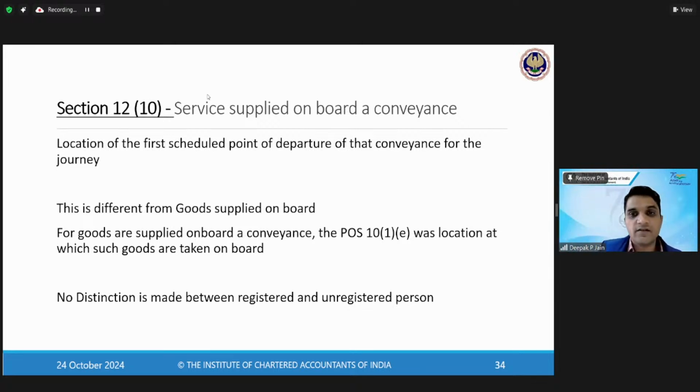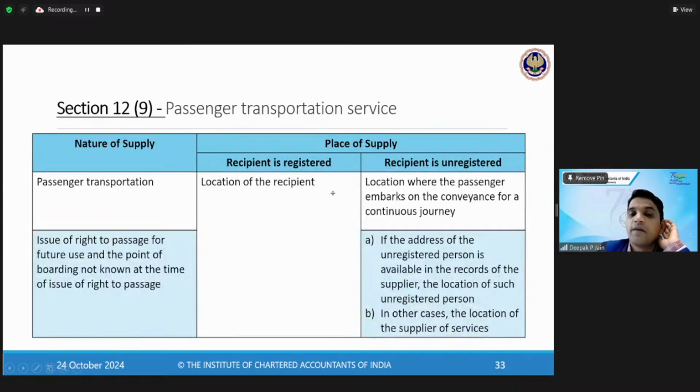Yes, Sir? Shahid? Yes. So in case I have traveled through train, in the middle of journey I travel through a train, and in the middle of journey I have upgraded from sleeper to AC, then it will be a case of section 12 subsection 10? No. That will still be 12 subsection 9 itself, because the service is of transportation of passengers. So even if you have upgraded, the passenger transport service will still be there. That will not get converted to 12.10. Okay, sir.